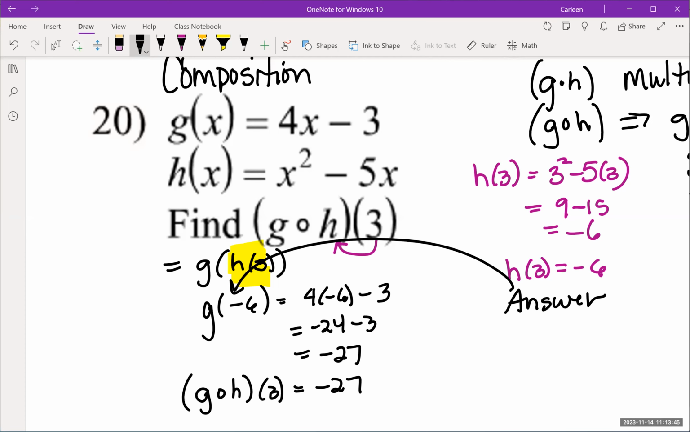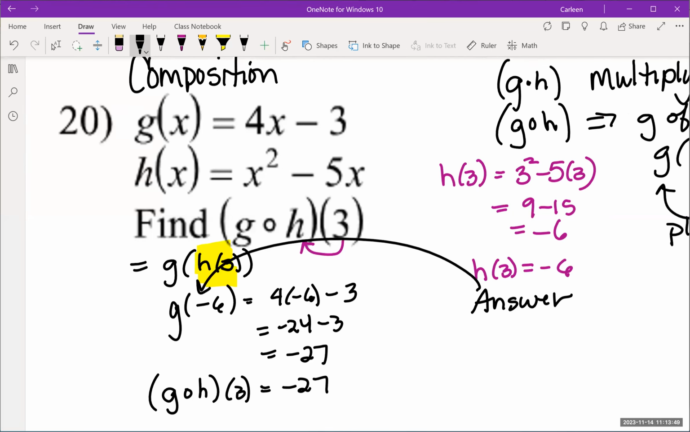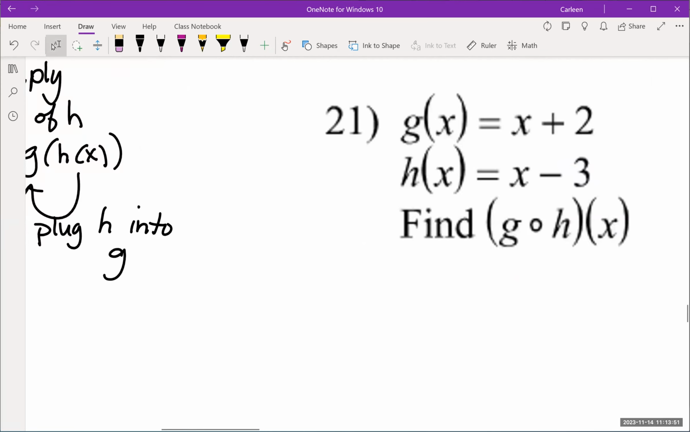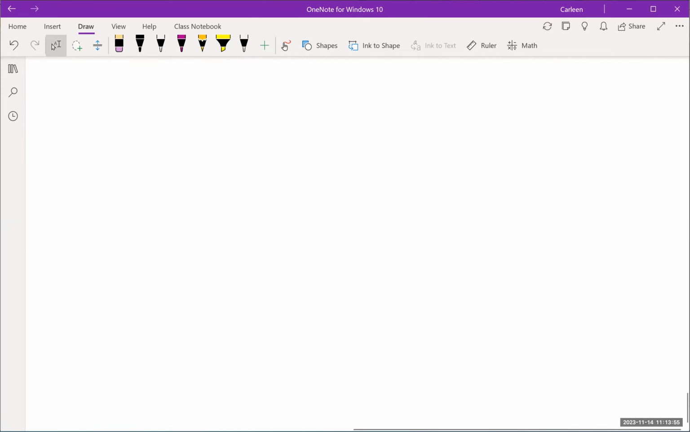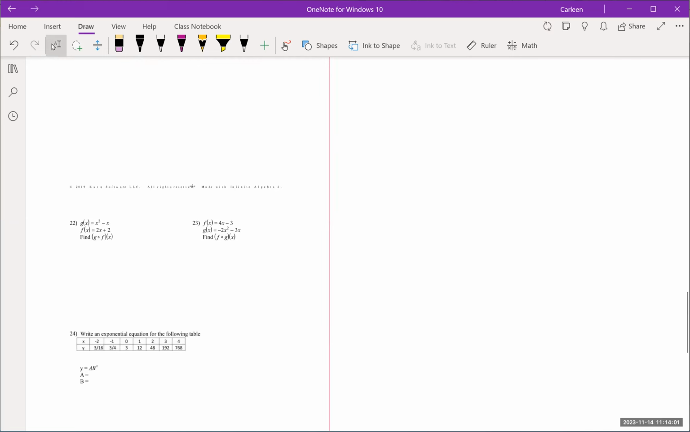So the math is not that bad. The notation is new and confusing. Yes, the donut means of.